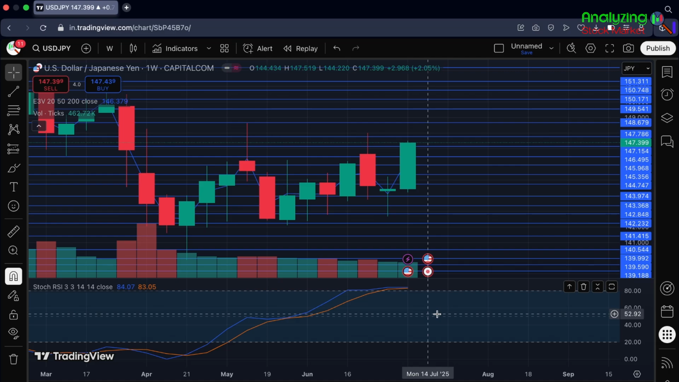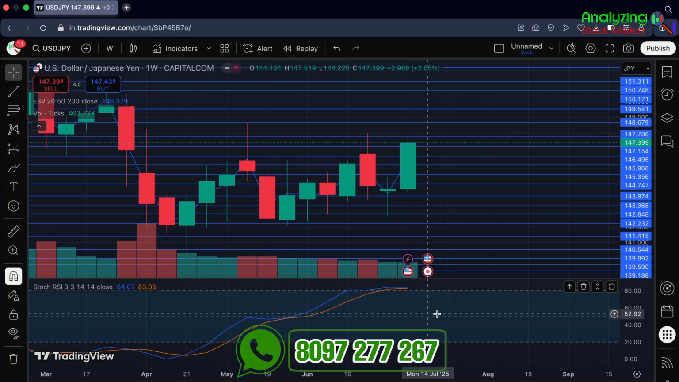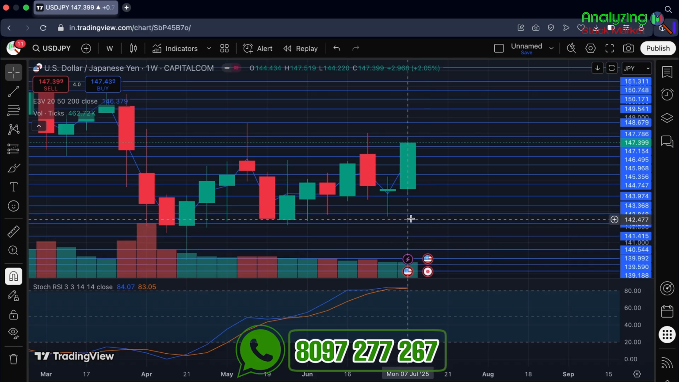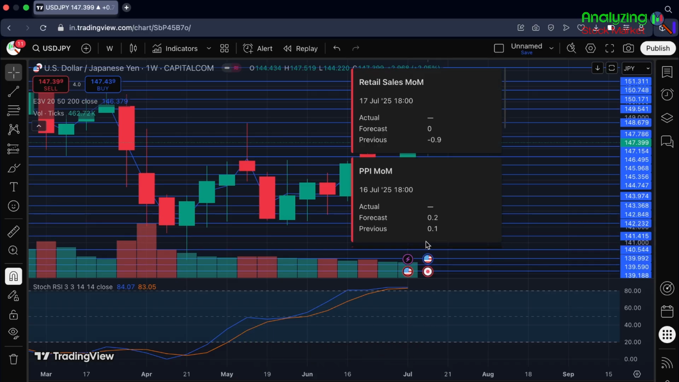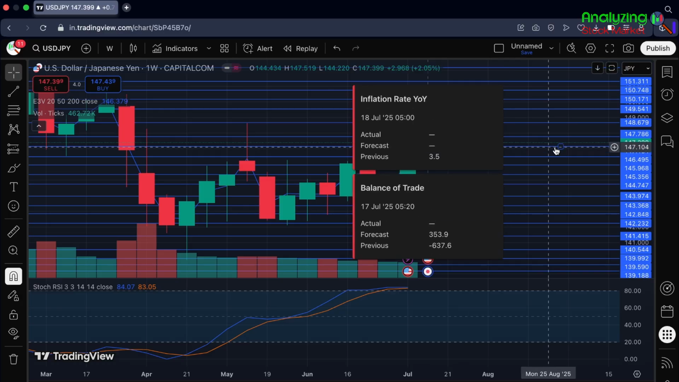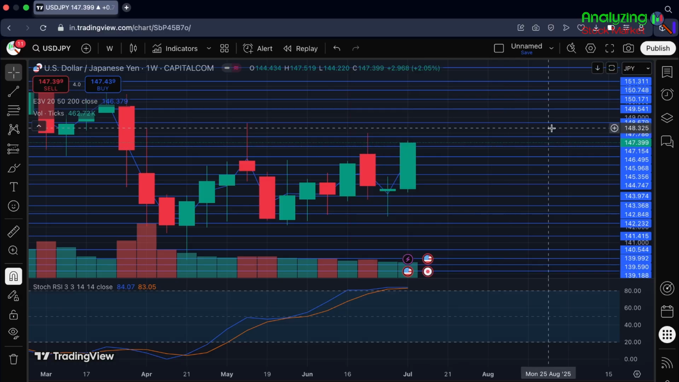But remember, as we always say, we should not depend only on RSI or other indicators. We should also look for other factors which move the pair, like any news or important events, and then make a decision according to that data. Here you can see in the coming week there is some data going to be published, so be careful during this time.